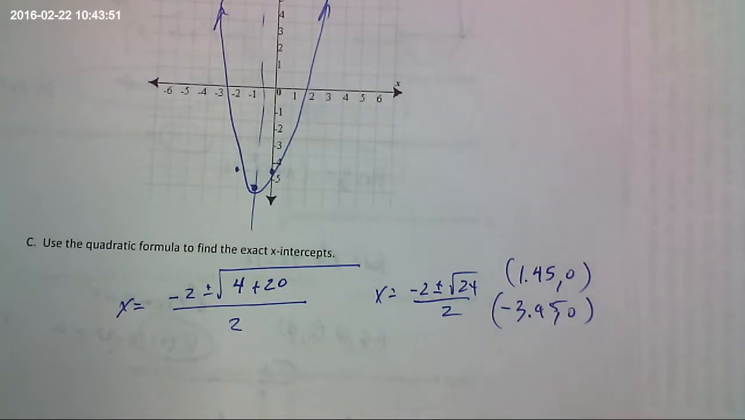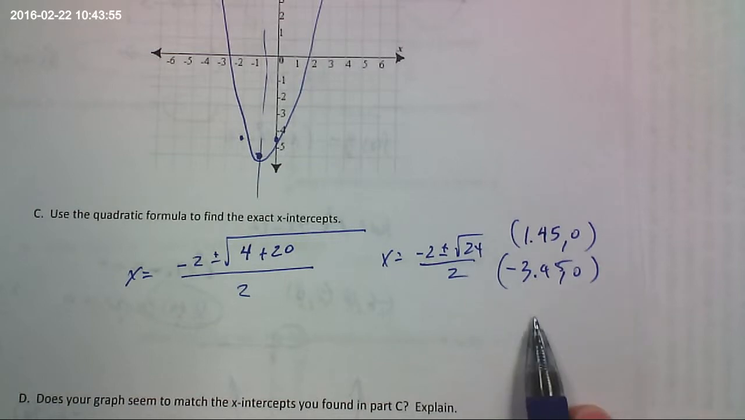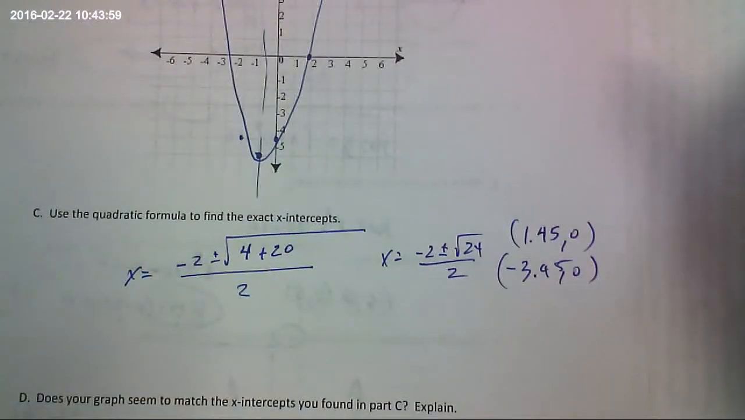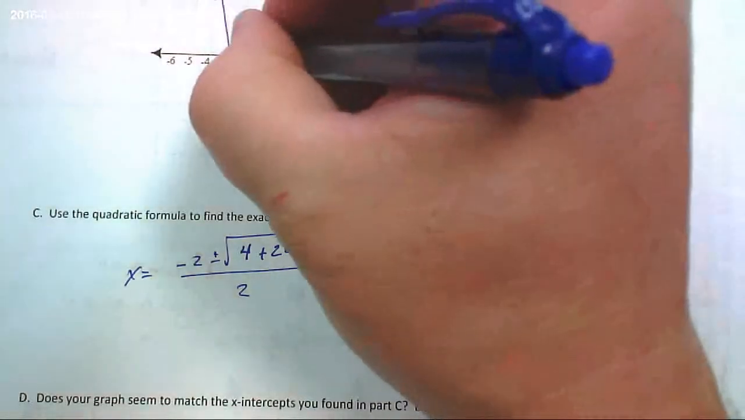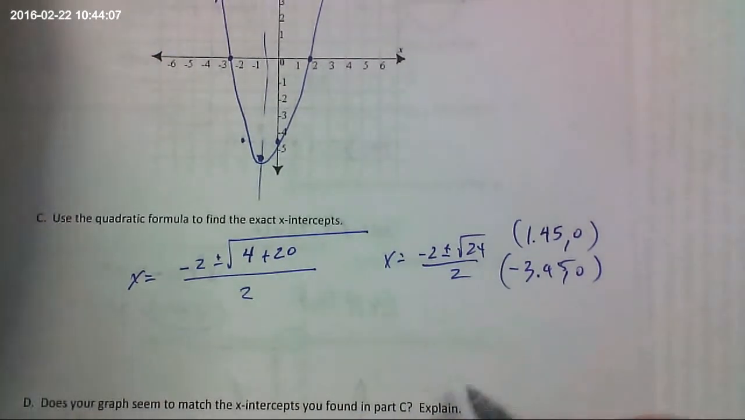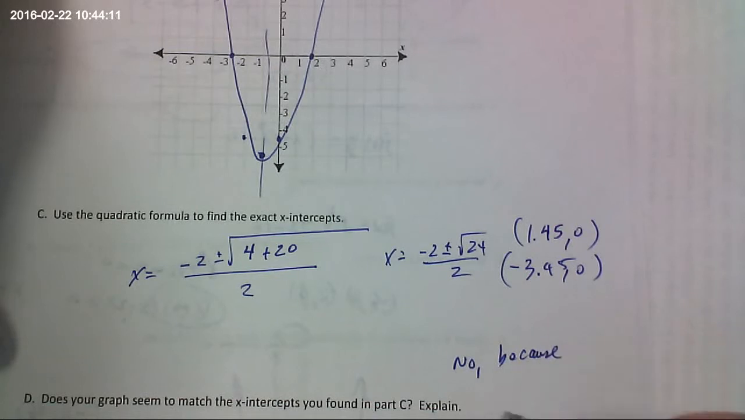Okay, and then part D says, does your graph seem to match these answers? So when I look here, 1.45, kinda. Negative 3.45, no. So I would say, for this, no, it doesn't match. And the reason why, on mine, is I didn't use the line of symmetry well.